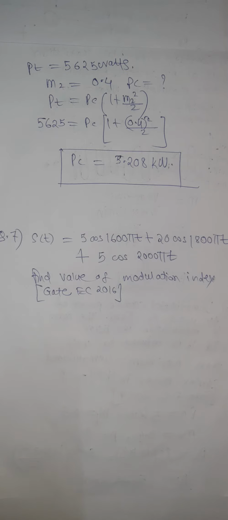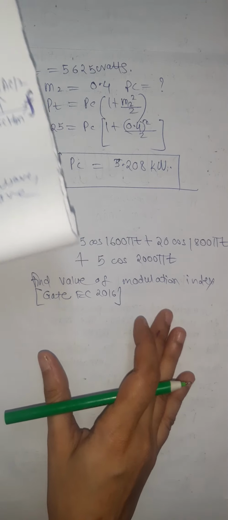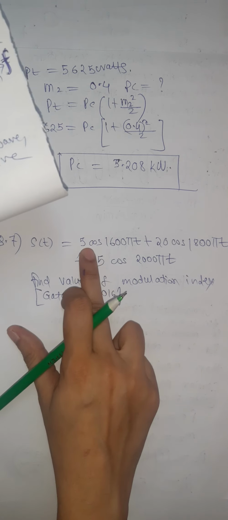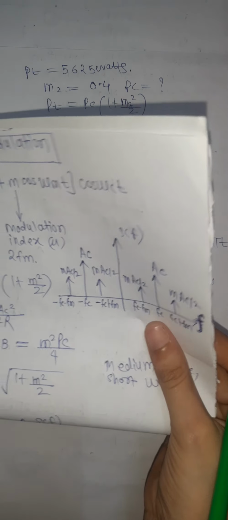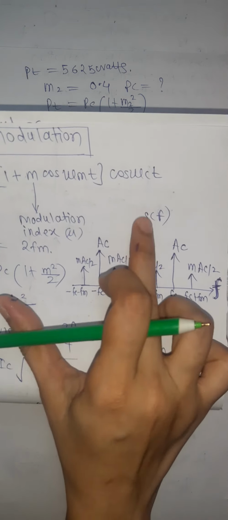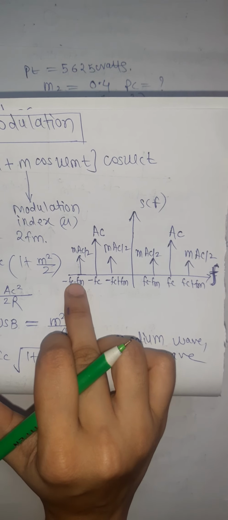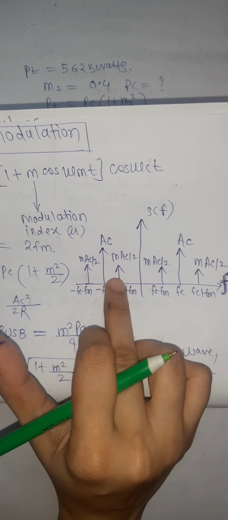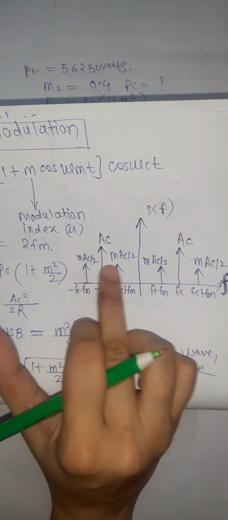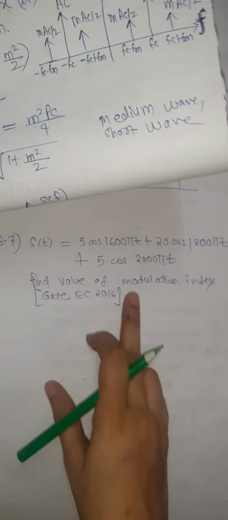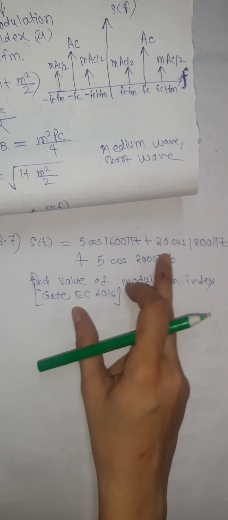Now I will use a shortcut method. We have seen some formulas before starting this question. This AM wave has an envelope like this, and the Fourier spectrum is given as this, where the lower and upper sidebands have amplitude MAC by 2 and the carrier has amplitude AC. So I am just applying that concept here.